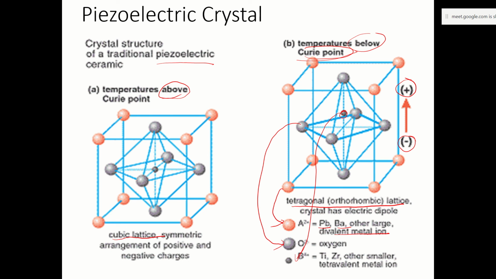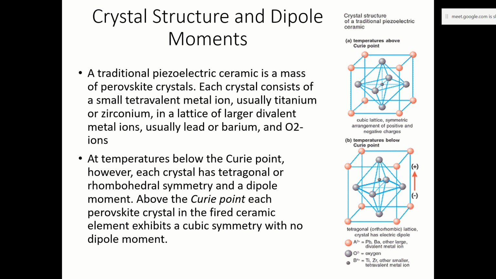There must be some asymmetry in the structure that will give rise to this kind of potential difference. Above the Curie point it becomes a symmetric arrangement of charges, and no such charges will develop. So above the Curie point there is no such thing that will be observed. Below the Curie point we will observe all this behavior. A net dipole moment will emerge.